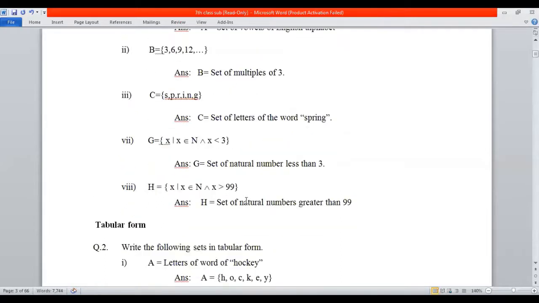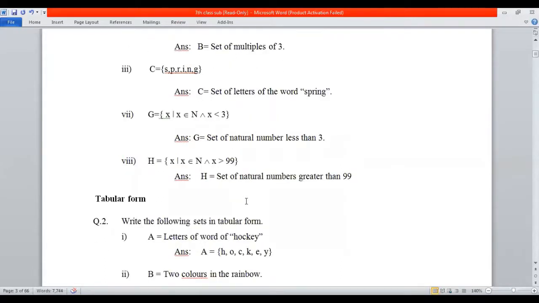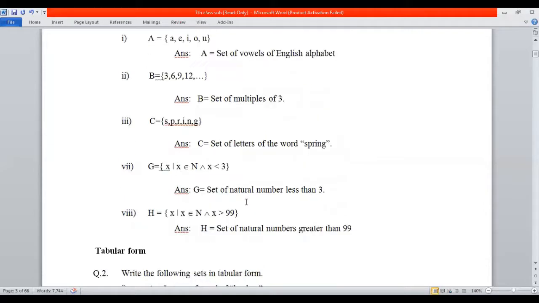Now this is question number 1. We discuss here some parts of question number 1, and the remaining parts you try by yourself. Inshallah, you can easily solve them. And at the end, I'll mention in the assignment which part you will do as home assignment. So now come to question number 2. Before starting question number 2, you are given: write the following sets in tabular form.